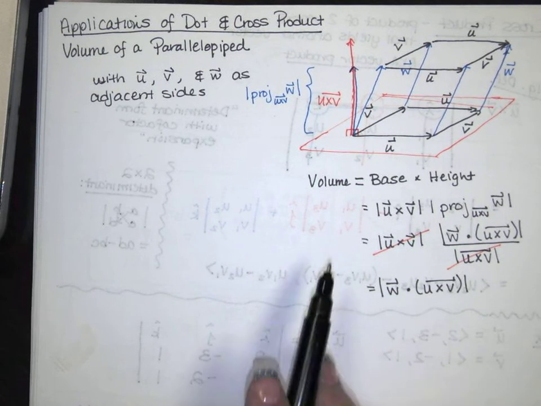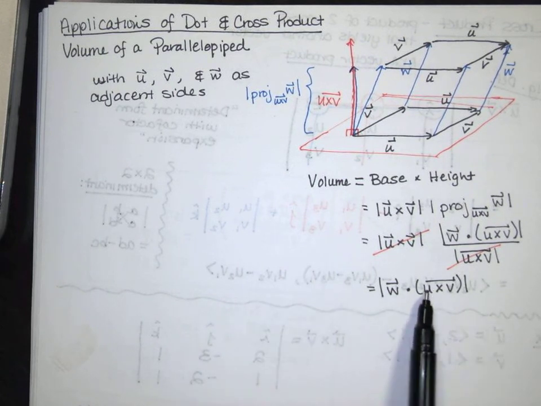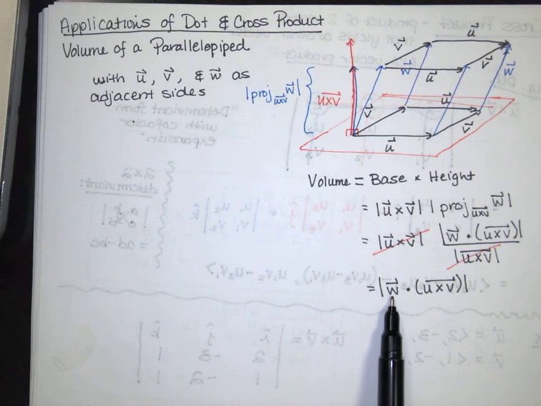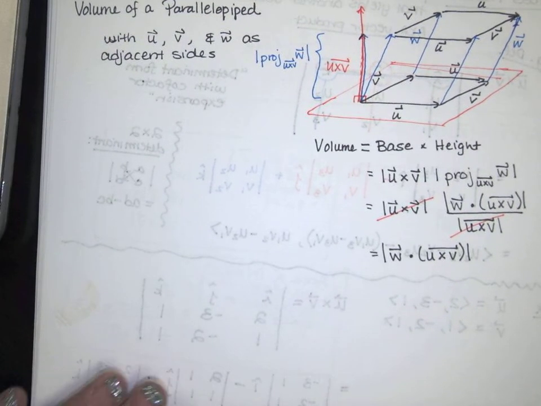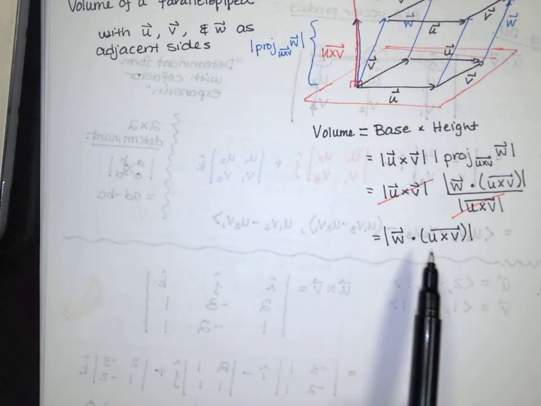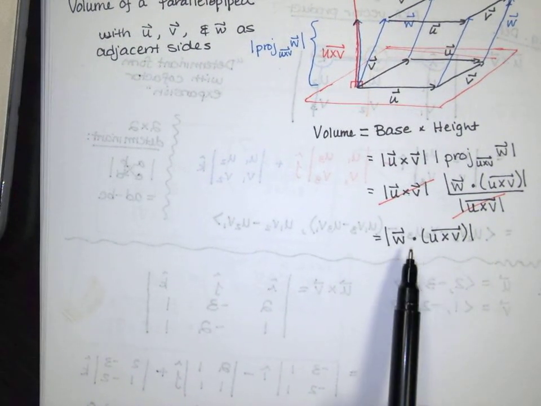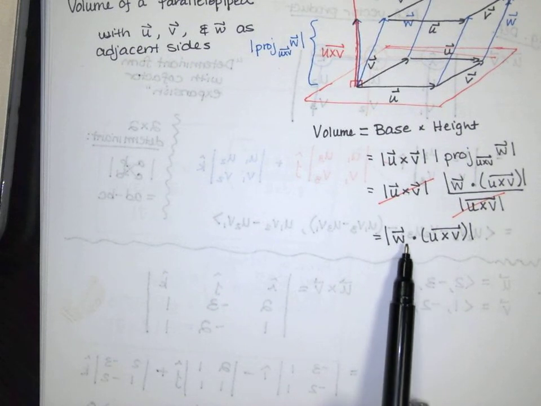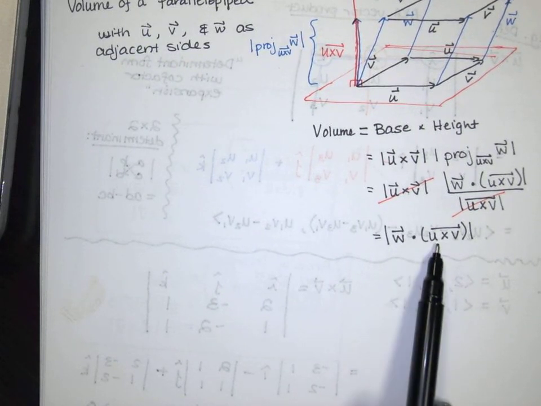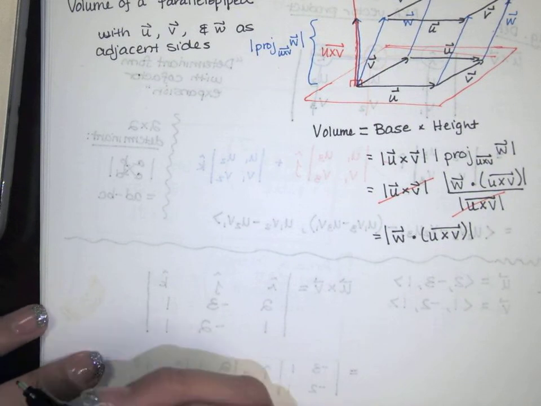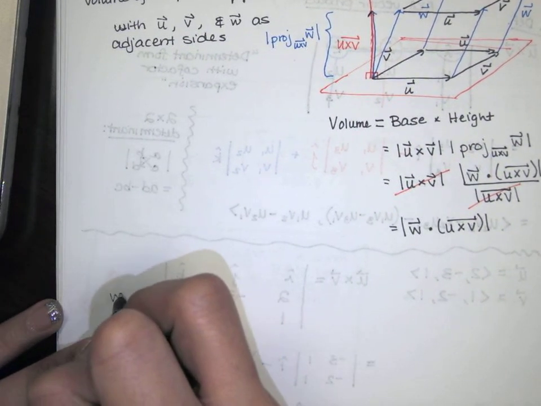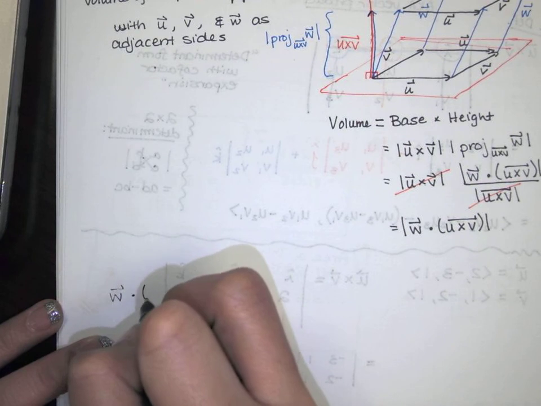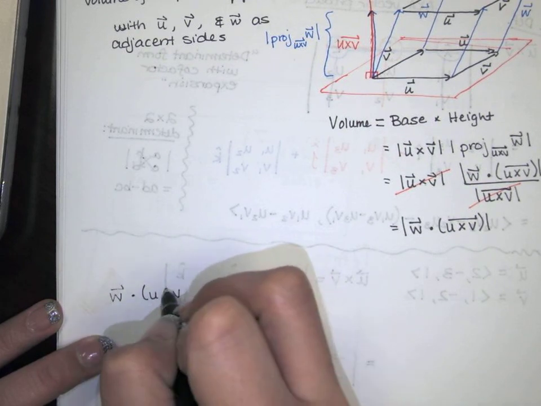So if I want the volume of this, all I have to do is find the cross product of U and V and then dot it with W. And this is what's really cool. I'm actually not going to show you the derivation of this part, but it turns out that the dot product of W with U cross V looks like this. Sometimes this is called the triple scalar product.